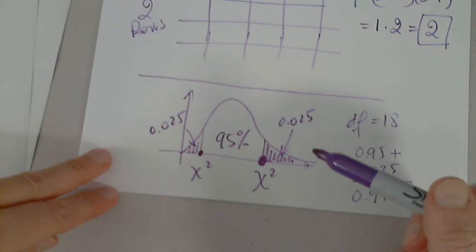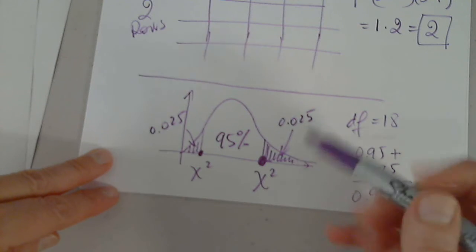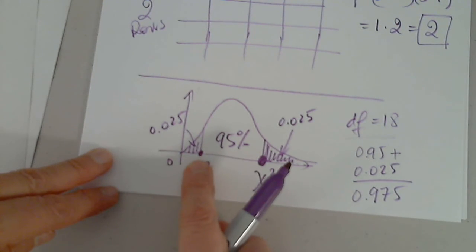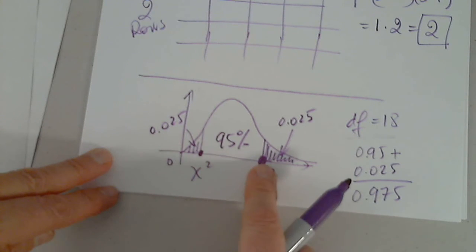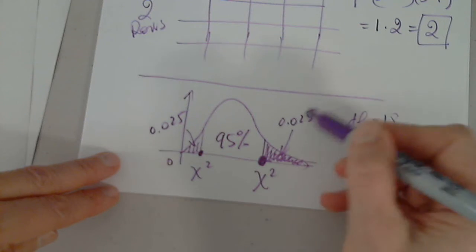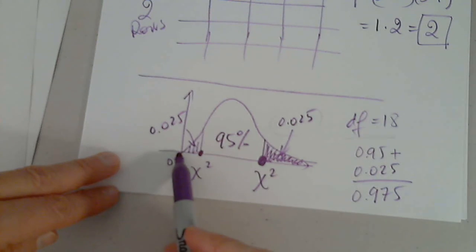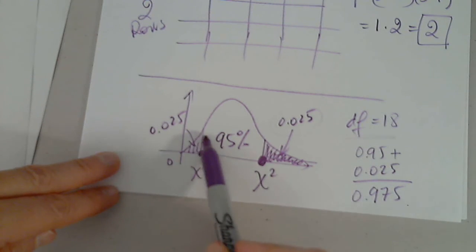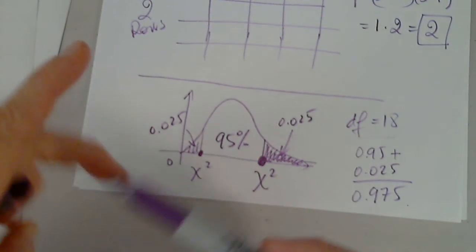So this has to be a number greater than this. You agree, because this is 0. This has to be a number greater than this, for sure. So this area is 0.25, and this is the 0.975.